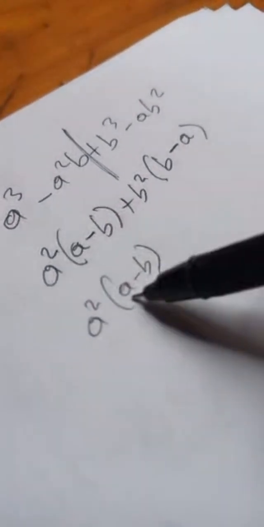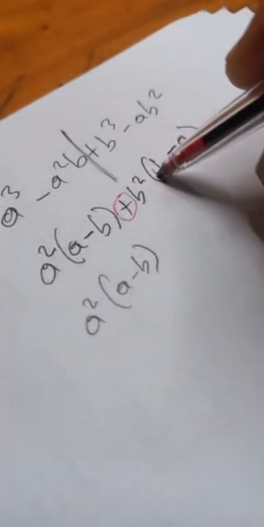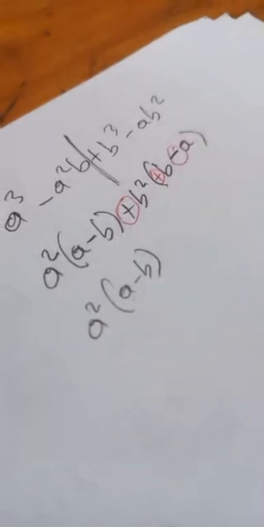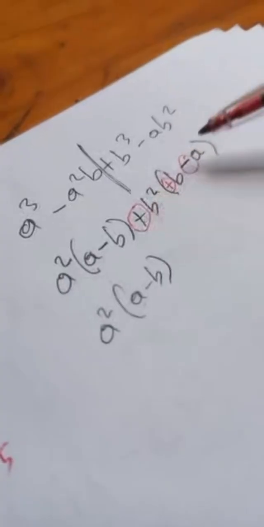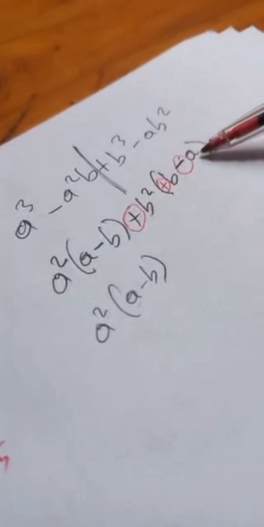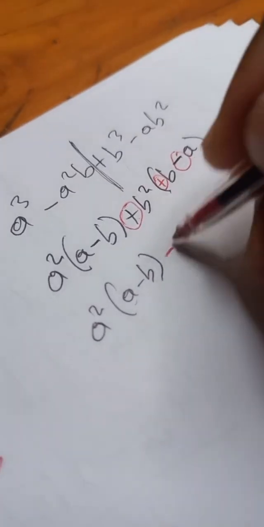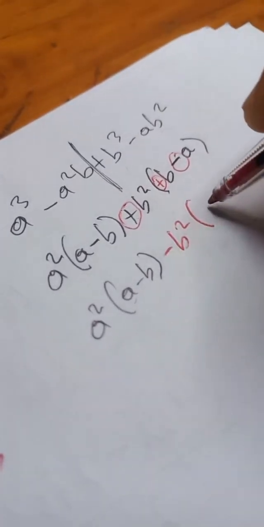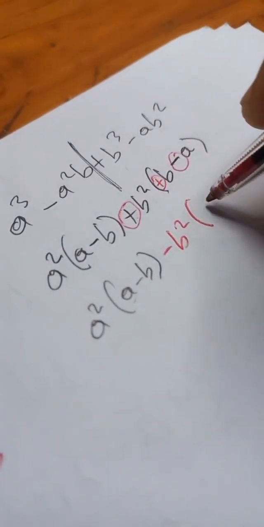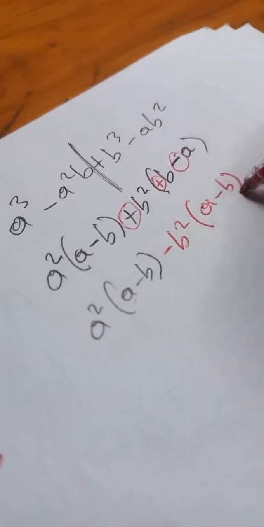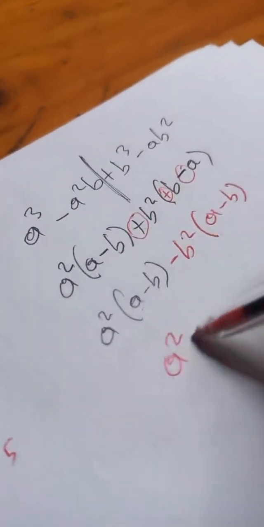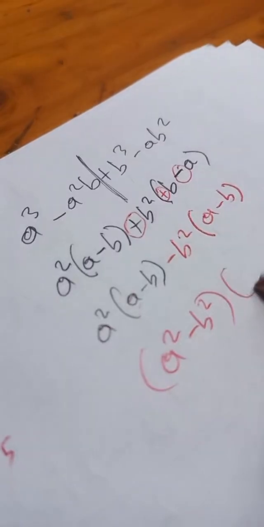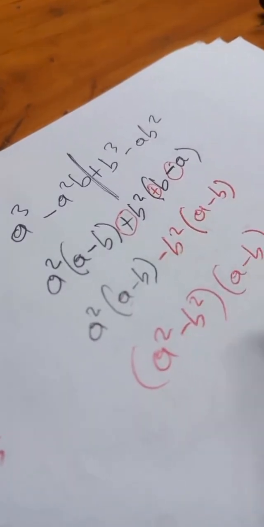We want a to be positive, right? So we are going to play around with this. The moment we change the signs which is outside, we change the signs which are inside. So it's going to be negative b squared, bracket, a minus b, like this. Which is going to give us a squared minus b squared, bracket a minus b, like this.